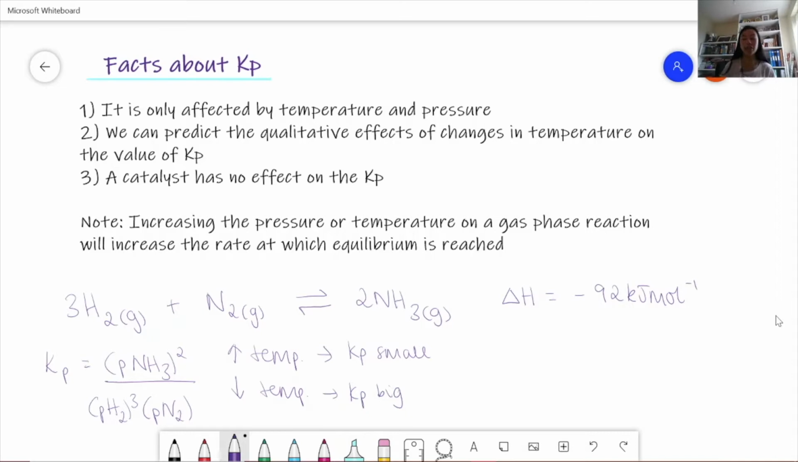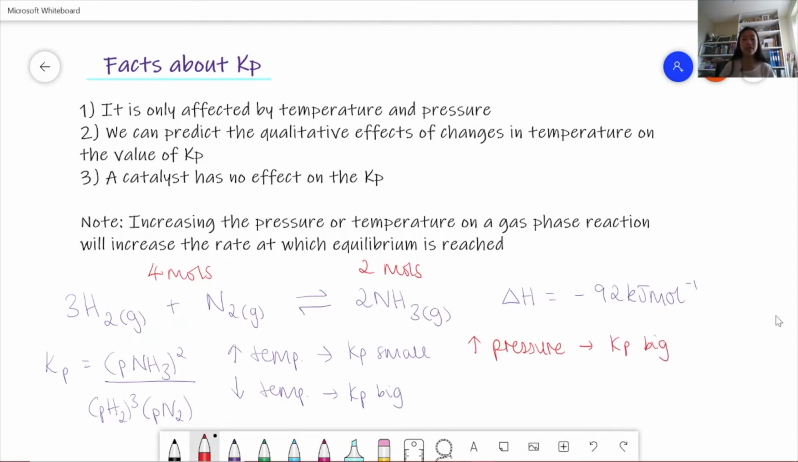And now when we look at pressure, first we count up how many moles of gas we have on each side. So on the left we have 4 moles, and on the right we have 2 moles. And so that means that when we increase the pressure, because the equilibrium shifts to decrease the pressure, it favours the side with the least moles. So it shifts to the right, so it favours the forward reaction. And so we get more product, so there'll be a bigger value on top of the fraction for Kp, so Kp is big. So if we increase the pressure, then we have Kp as a big value.